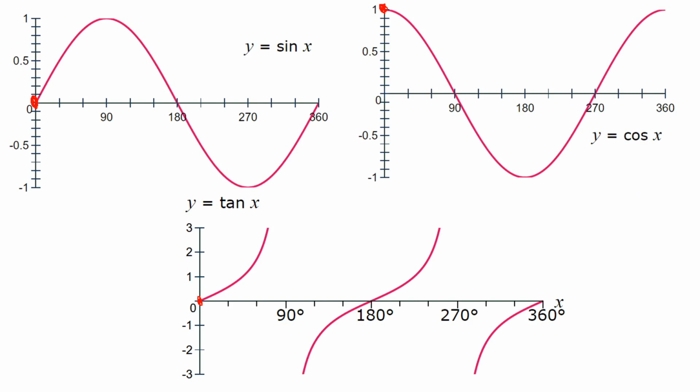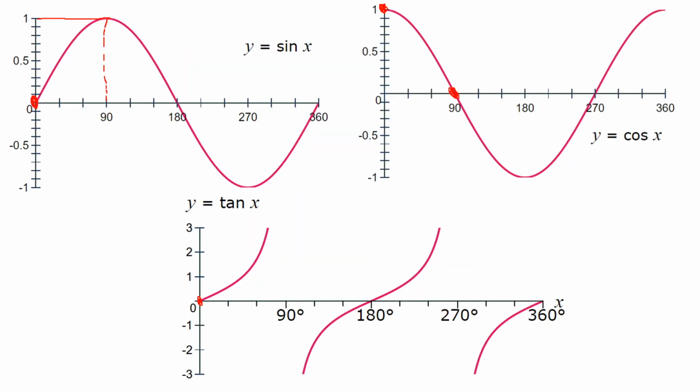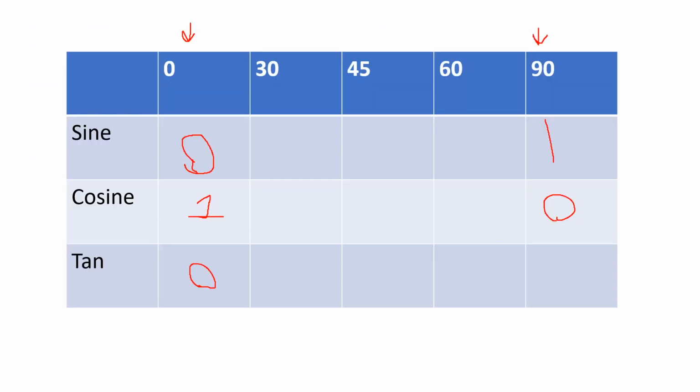Now let's look at 90 degrees. At sine, you can see that it's 1. At cosine, you can see that it's 0. And at tan, you can see that it's an asymptote, right? So in this case, it's actually just going to be not applicable, okay?